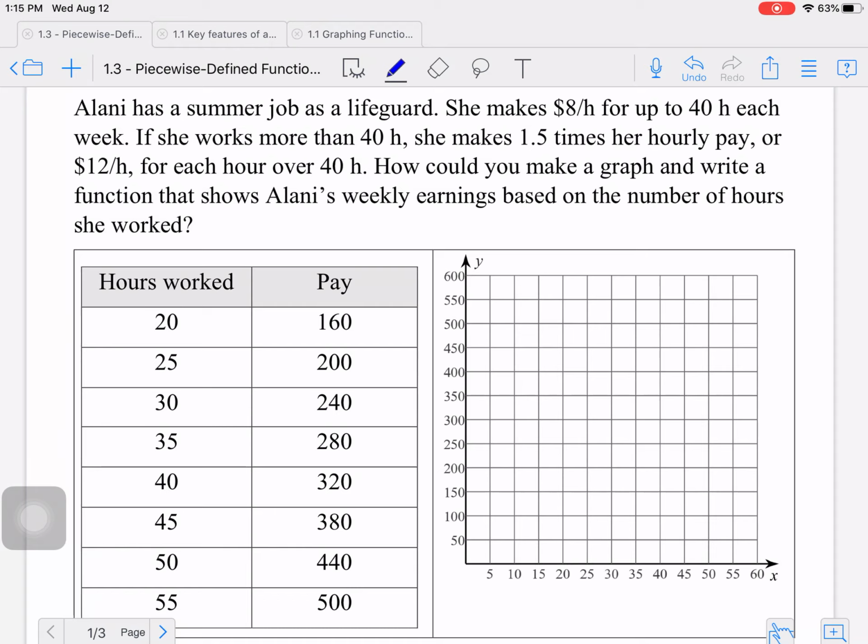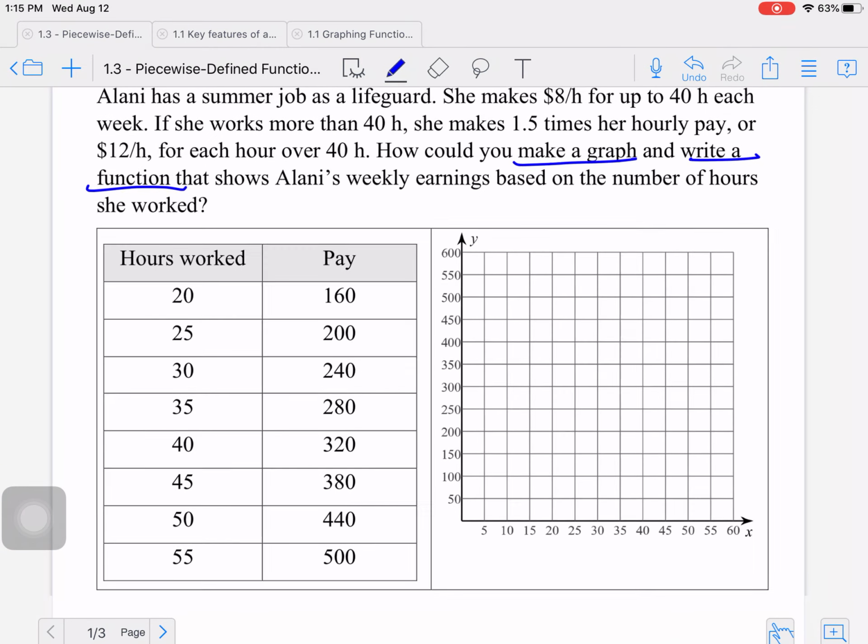All right, so it's asking us for two things. How can we make a graph, and how can we write a function, so an equation, a rule? Let's go ahead and graph the function. I already created a table, as you can see on the left: hours worked, which is 20 through 55, and the amount of pay she got for those hours. I'm going to create a graph, a visual representation, using the table.